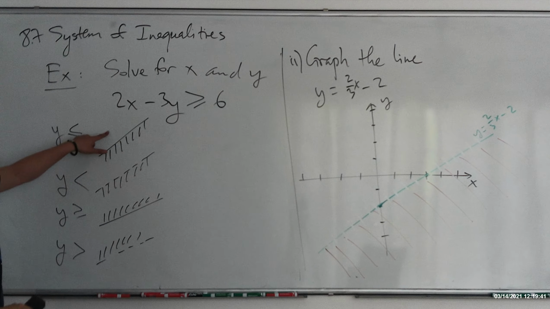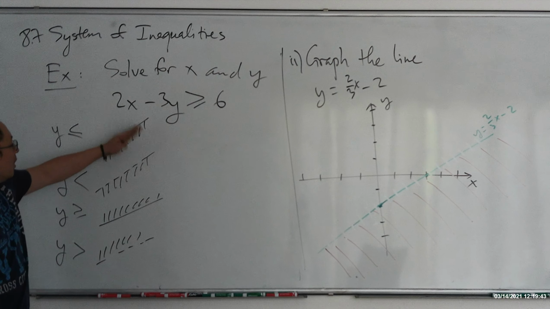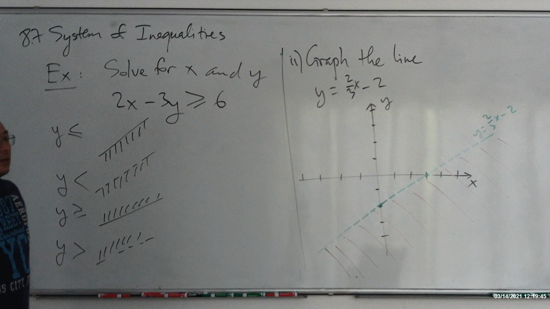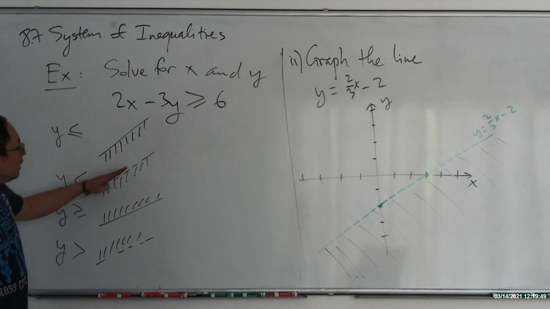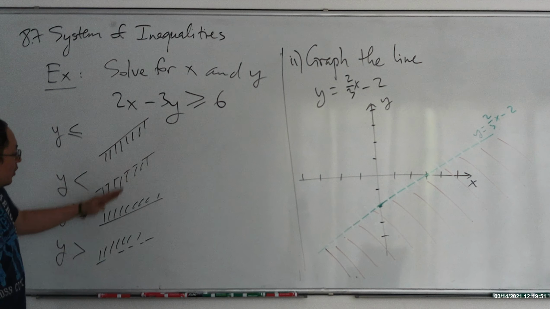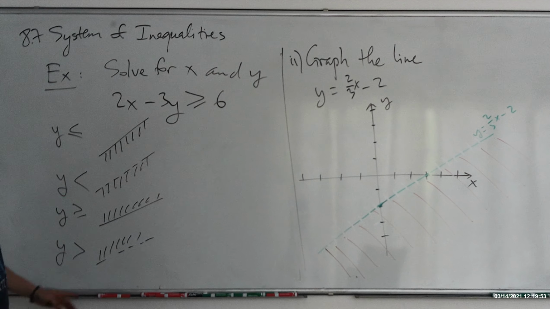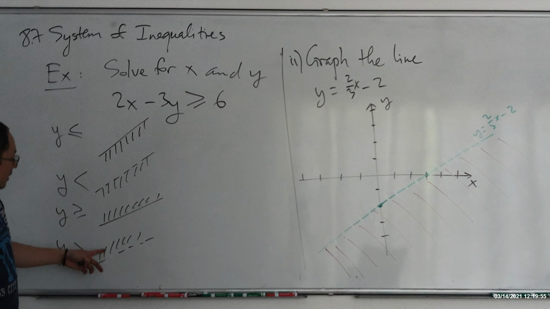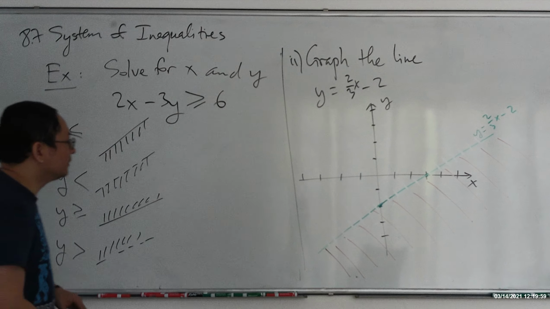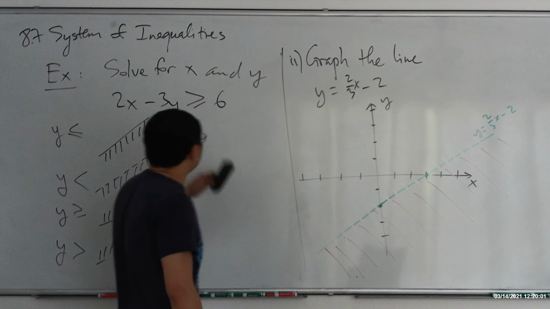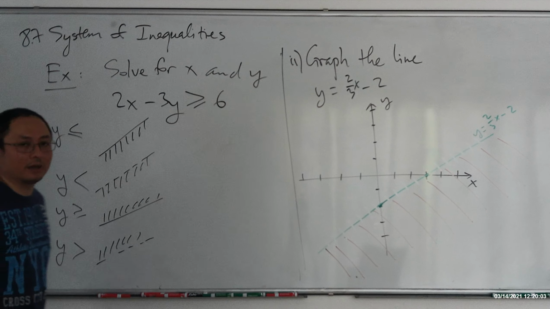In this case right here, we mean what? All the lower region and the borderline are the solutions. Okay? This means what? Just the lower region, not the borderline. This is what? Upper region and the borderline is the solution. And this one means what? Upper region and not the borderline is the solution. Okay? So it depends on the inequality. You have 4 types of solution right here.